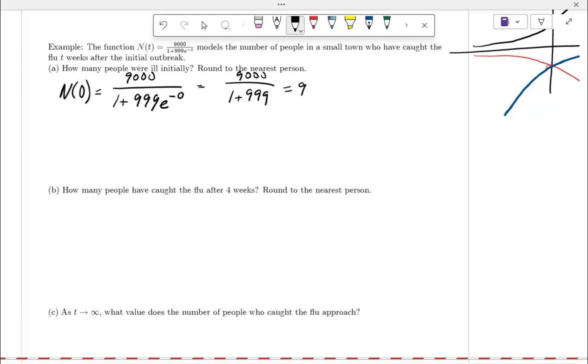So 9 people. It says round to the nearest person, but we don't need to round anything. 9 people. This is not a horrible idea to think about how to model something.